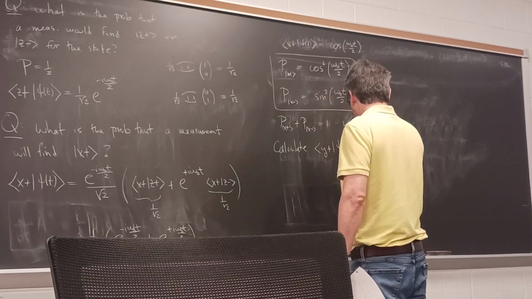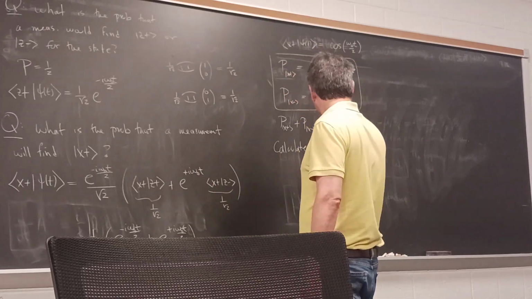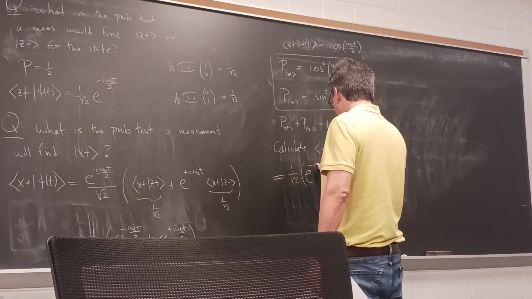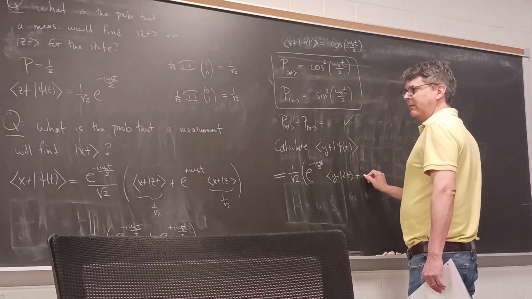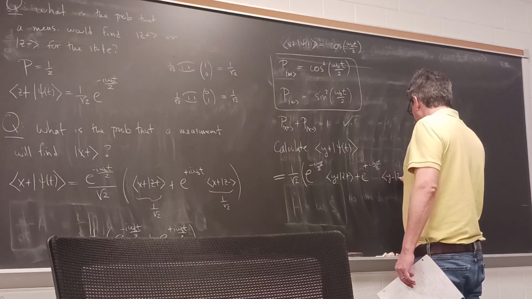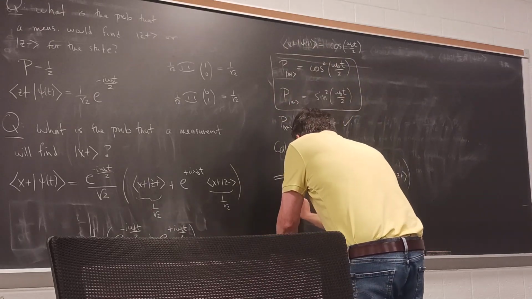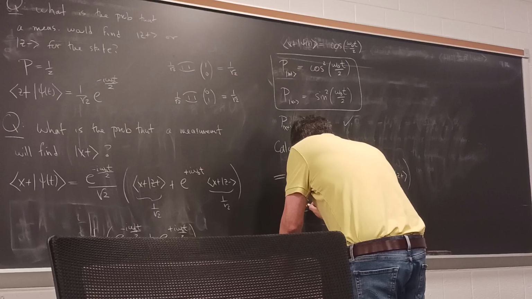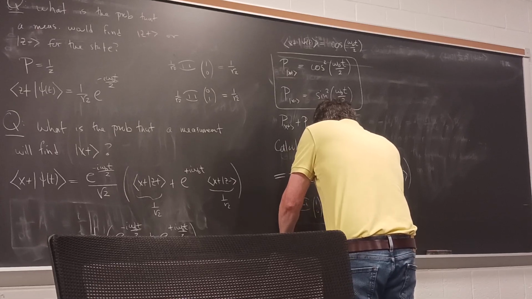Let's calculate y plus psi of t. This will be equal to 1 over root 2, and we'll have e to the minus i omega 0 t over 2 times y plus z plus, plus e to the plus i omega 0 t over 2 times y minus z plus. So this amplitude is 1 over root 2, so y plus is (1, i), so this is (1, minus i), because I have to conjugate when I flip it, times (1, 0), so this is equal to 1 over root 2.